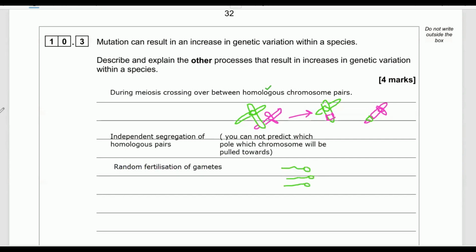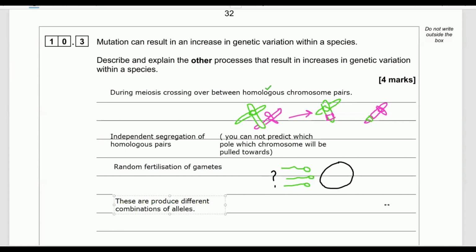And then, of course, you've got random fertilization of gametes. You cannot just say random fertilization. You've got to say random fertilization of gametes. So we don't know which of these three sperms is going to get to the egg. That's random. Obviously, there's like 200 million sperm in a teaspoon. And yeah, we don't know which one will get to the egg. So they produce different combinations of alleles, and that's what gives us variation, these different processes that all lead to different combinations of alleles.